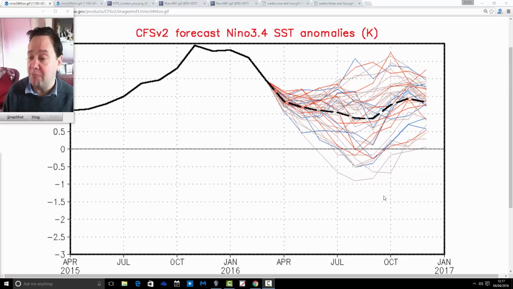We'll start off by having a look at the CFS V2 El Nino forecast, or I should say ENSO forecast for the rest of this year, because there's been quite a big switch taking place with the CFS V2 model over the past few days.